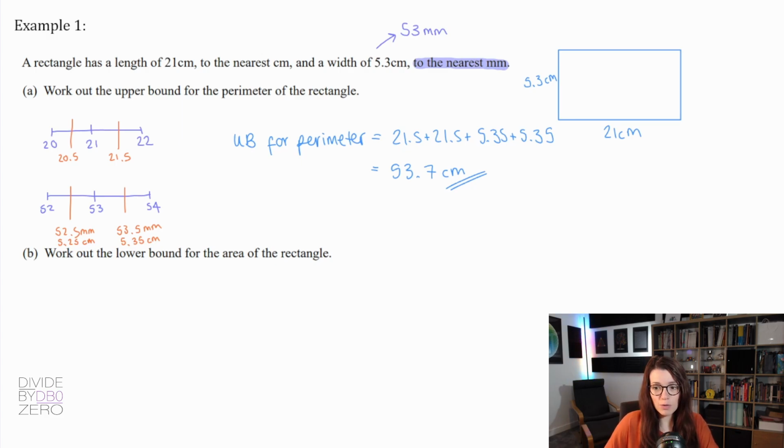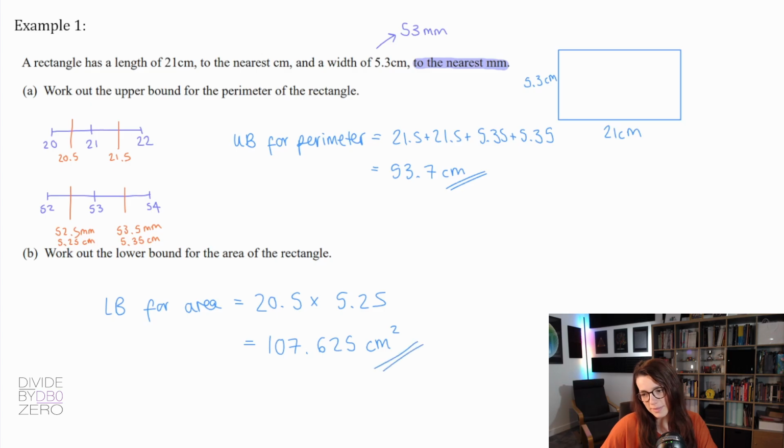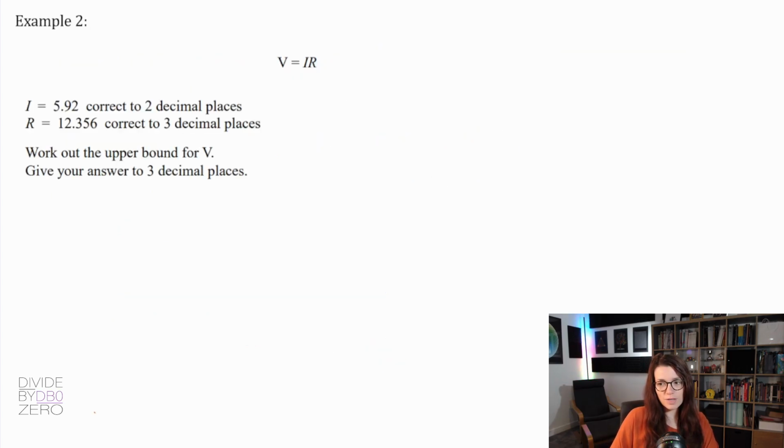Part B, work out the lower bound for the area of the rectangle. So this time we want to use the lower bounds for the measurements, and that will be 20.5 times 5.25. Times in because we're finding the area in this one. And that gives 107.625 centimeters squared.